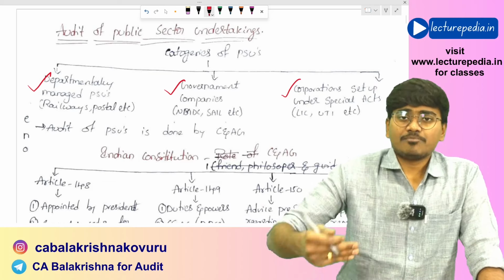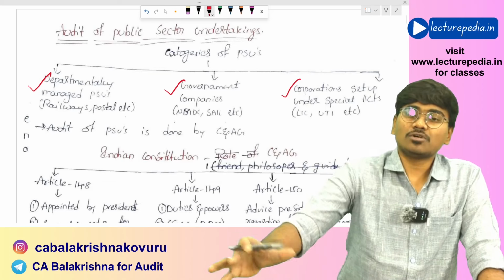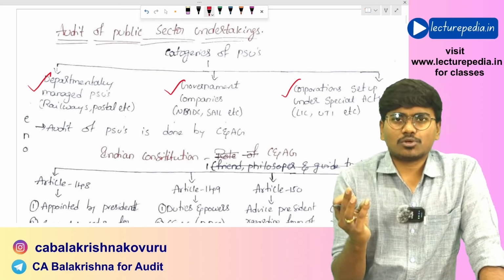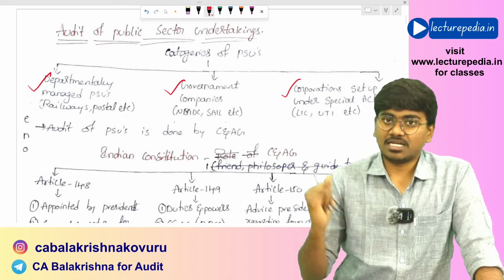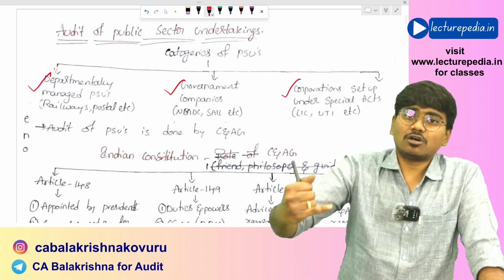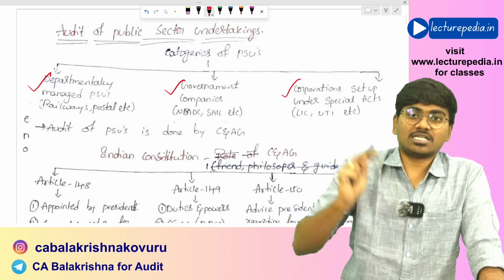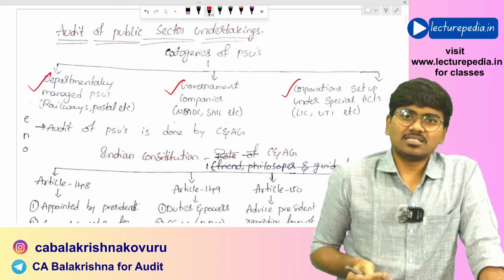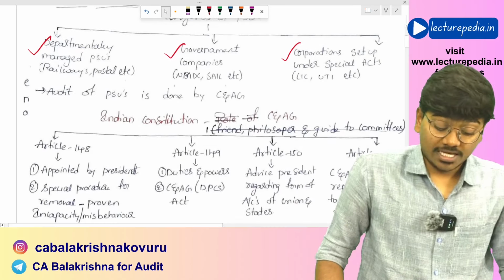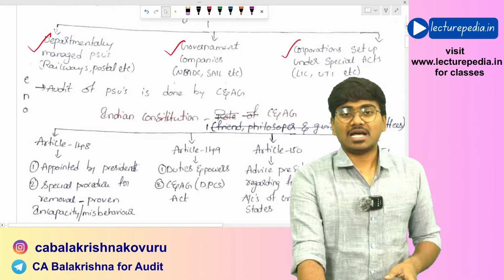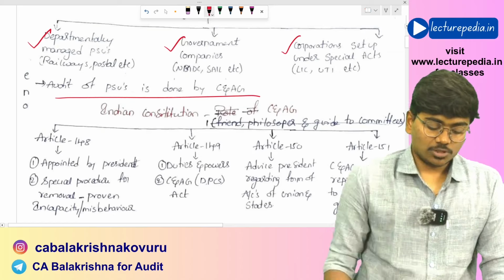Now, C&AG is an organization set up by the government for the purpose of taking care of audit and accounts of the government entities. This term, Comptroller and Auditor General of India, is used for two purposes. First of all, the name of that organization is C&AG, and the head of the organization is also called C&AG. The name of that position is also C&AG. Presently, the C&AG of India is Mr. Murmu. He is the present C&AG of India. So audit of PSU is done by C&AG.